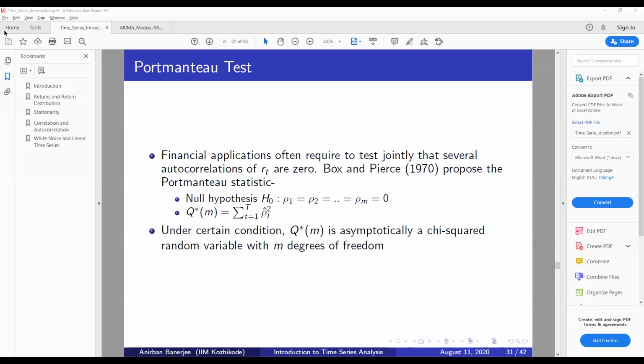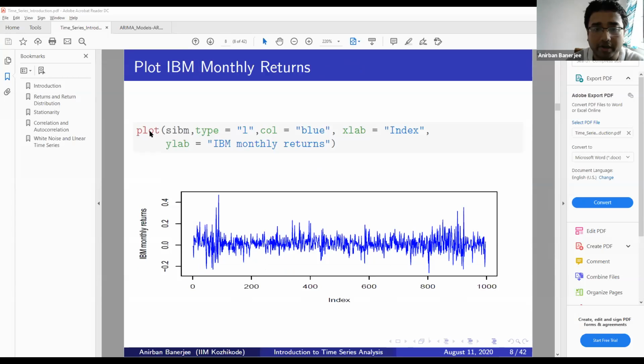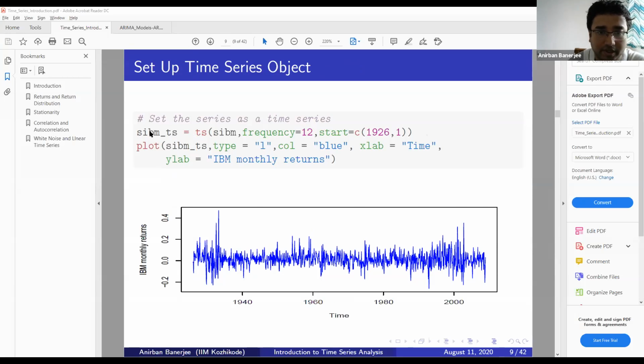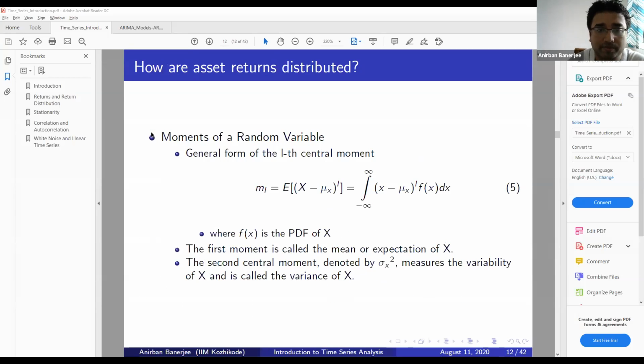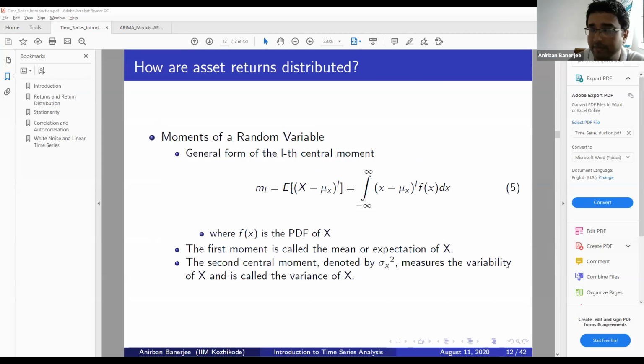Okay, fine. So let's resume our discussion. We are talking about assets and returns, right? So this is possibly where we ended up last time.